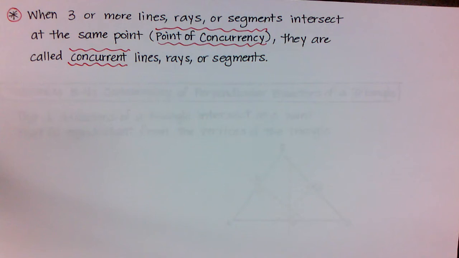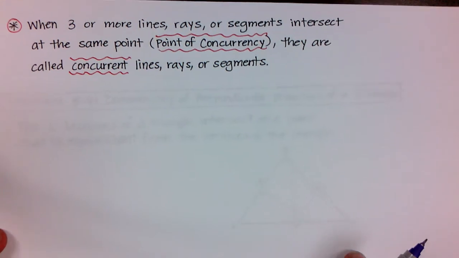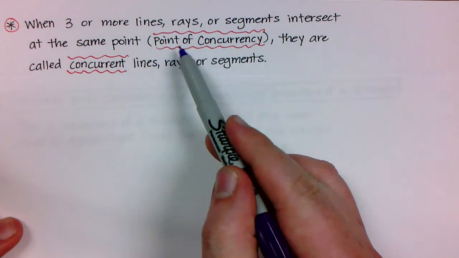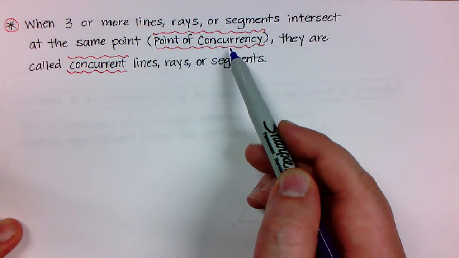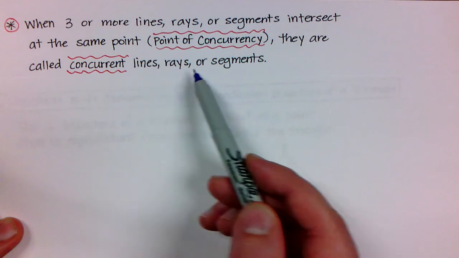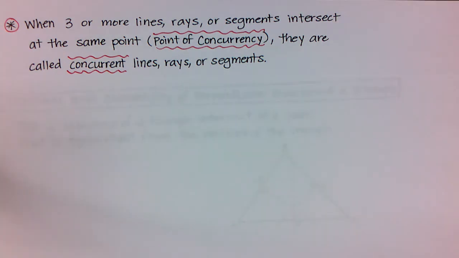So now I'm just going to introduce you to something else, okay? And it says, when three or more lines, rays, or segments intersect at the same point, that point we're going to call the point of concurrency, they are called concurrent lines, rays, or segments. Okay, so when three lines, rays, or segments meet together at this special point called the point of concurrency, they are all concurrent with one another. So that's going to help us out with our next theorem.